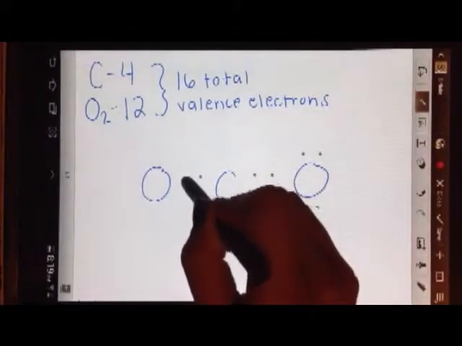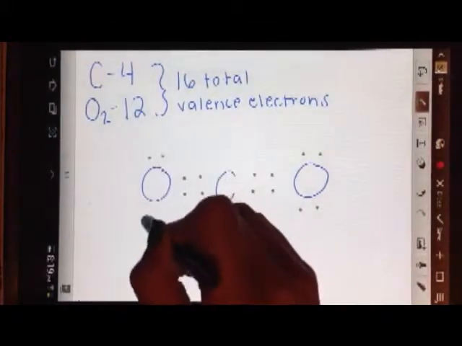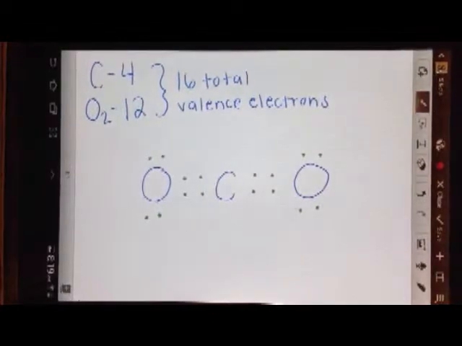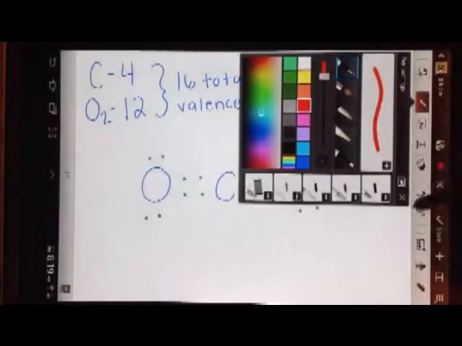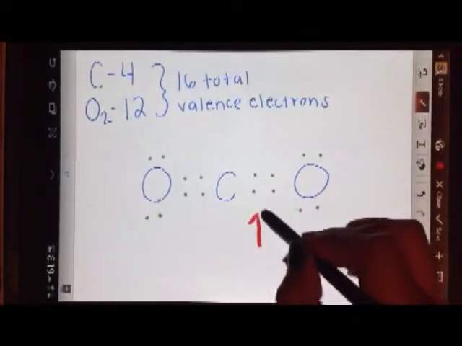This compound has double bonds, which means that a pair of electrons will bond together to form one in order for the structure to have 16 electrons.